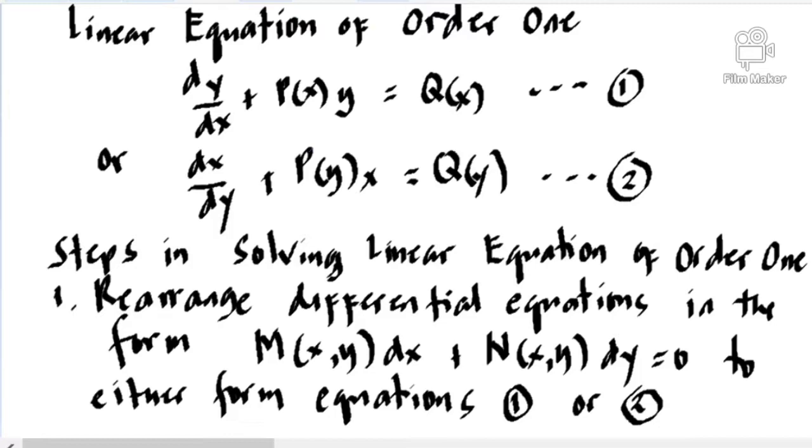Number 1, you have to rearrange differential equations in the form M(x,y) dx plus N(x,y) dy is equal to 0 to either form equations 1 and 2. So, ano nga ba yung equations 1 and 2? Katulad ng nasabi ko kanina, you can either rearrange it into dy over dx plus p of x y is equal to q of x, or pwede mo siyang gawing dx over dy plus p of y x is equal to q of y. So, that is our step number 1.